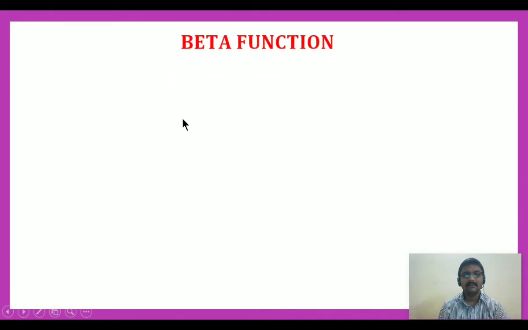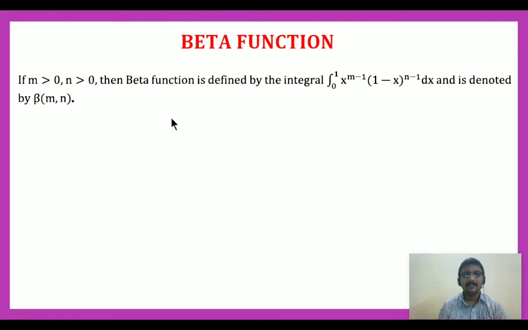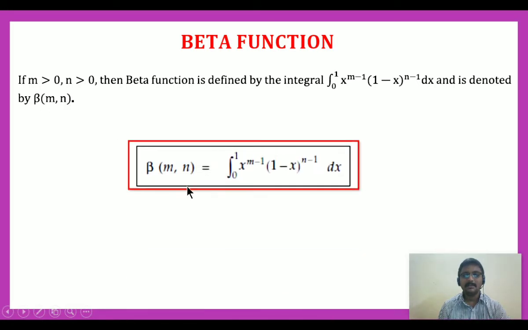Definition of Beta function: if m and n are positive numbers, then the beta function is defined by the integral of 0 to 1 x power m minus 1, (1 minus x) whole power n minus 1 dx, and is denoted with beta of m comma n. So that is beta of m, n is the integral of 0 to 1 x power m minus 1, (1 minus x) whole power n minus 1 dx.